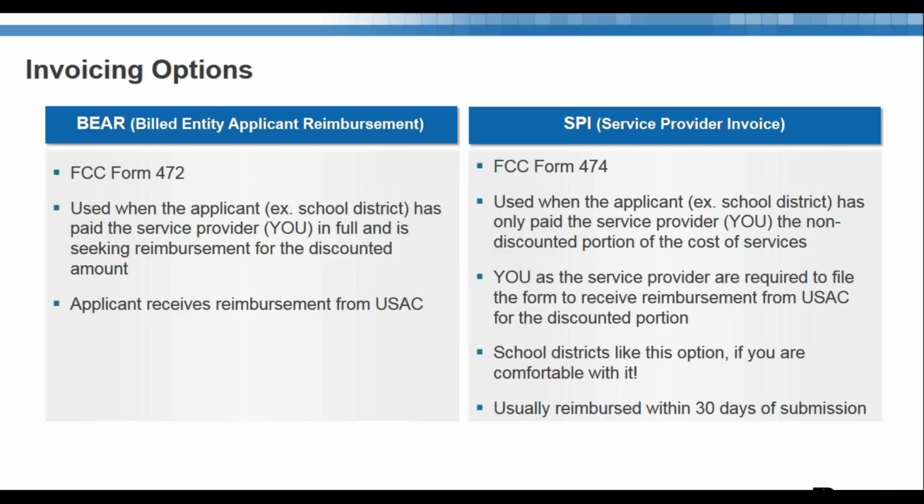If the service provider invoice option is used, it's a different form, Form 474, and this is you as the contractor, the installer, or the service provider actually receiving the reimbursement. So in this case, the school has only paid the service provider the non-discounted portion of the cost of services, which means that you then have to go to USAC and file this form to receive reimbursement for the part that they did not pay.